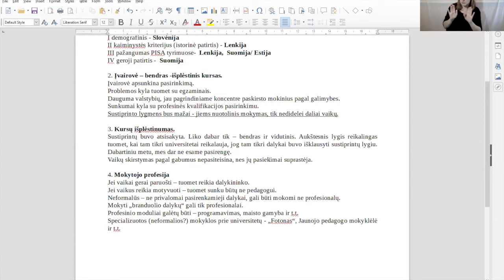Yes, so it was said that only professionals have to teach pure subjects, and it would also be good to have specialized schools, such as Photonas for physics, formal or non-formal school, and a young pedagogical school for preparing for studies at university. That's all, more or less.